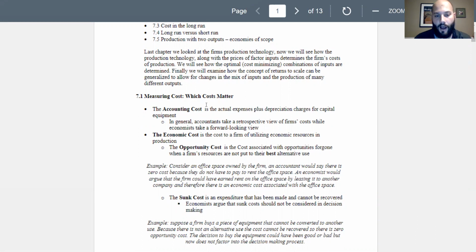So if you see a problem on like the MyLab homework or quiz about this, it'll just be asking about accounting costs or costs actually paid, and then economic costs would be accounting costs that you actually pay, plus opportunity costs, positive or negative.